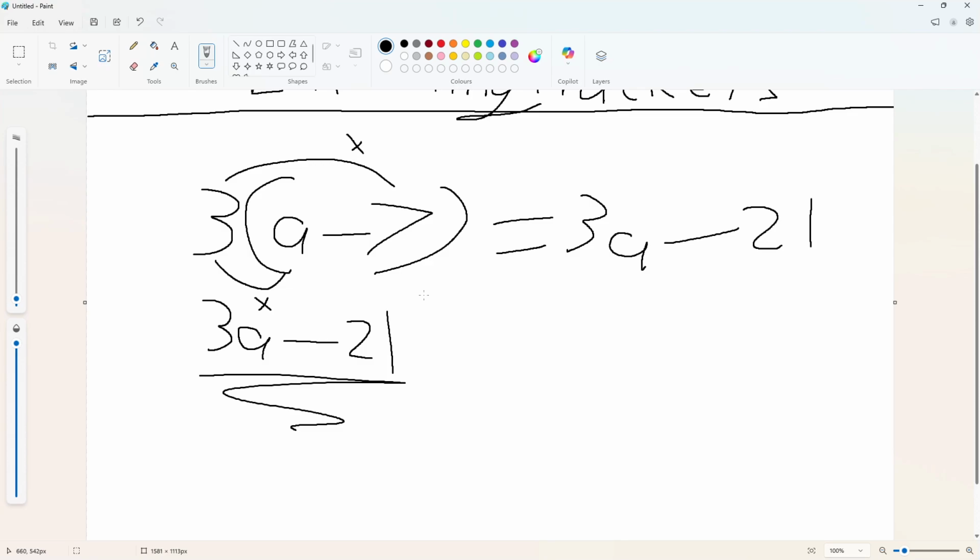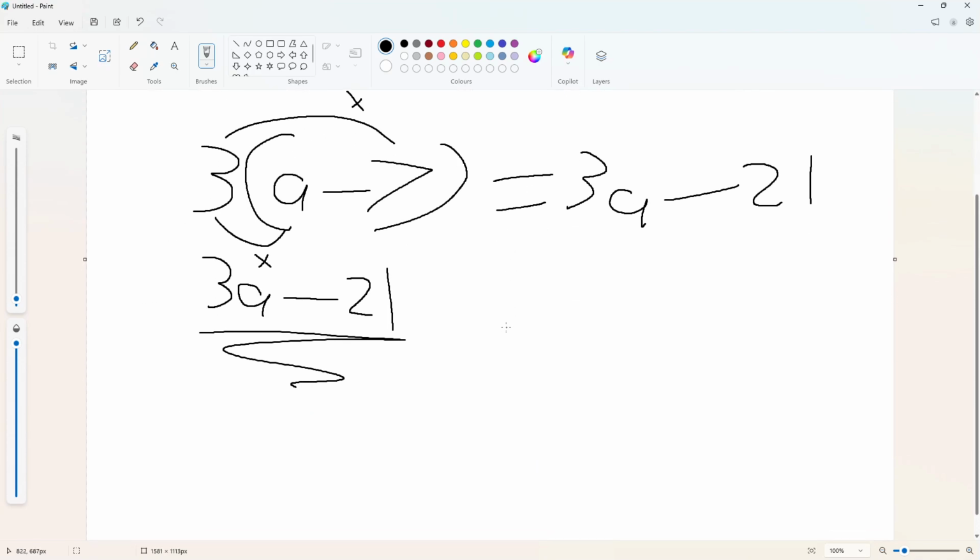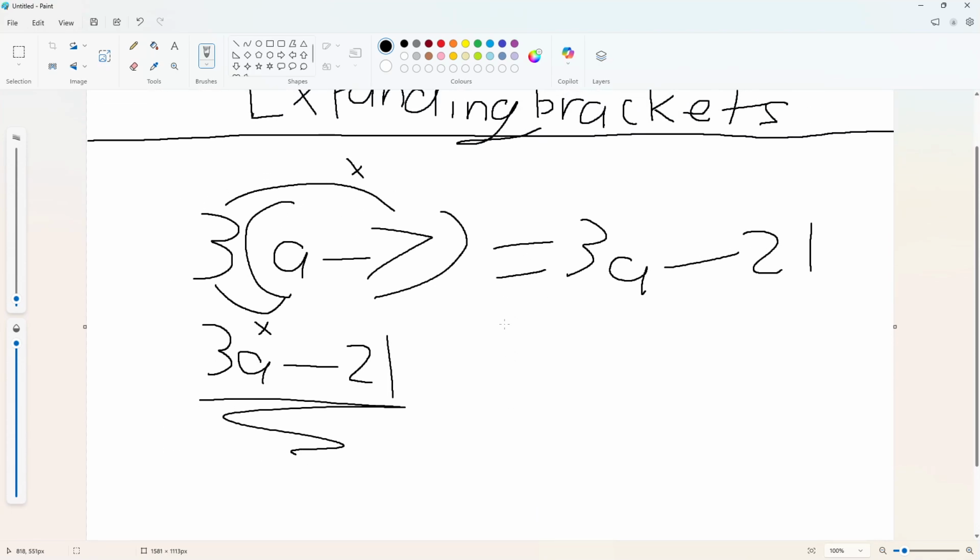And that's it. That's expanding brackets. It's just multiplying the number on the outside by each term on the inside. In reality, once you get the pattern, it becomes really simple to do, and a lot easier to do with bigger numbers.